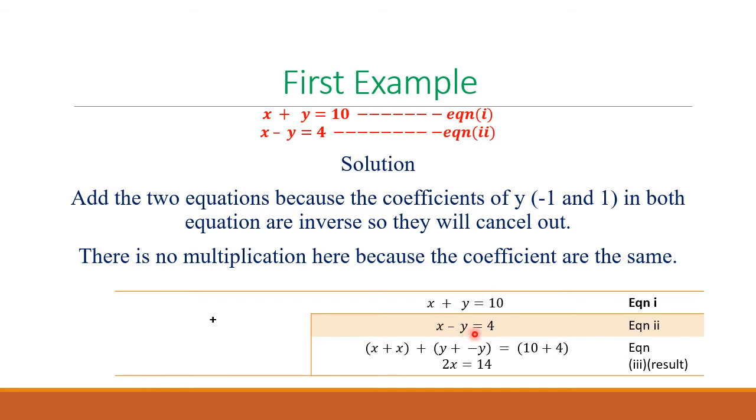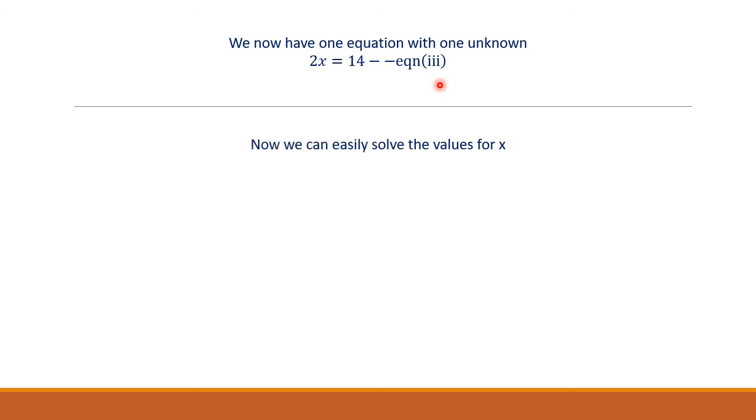Now you have seen you have reduced these two equations into only one equation with one unknown. Our unknown here now is x. So the next target left with us is to find the value of x. So let us say this equation, 2x is equal to 14, we assign it to be equation 4. So we now have one equation with one unknown, and we are going to find the value of that unknown. Now we can easily solve the value of x.